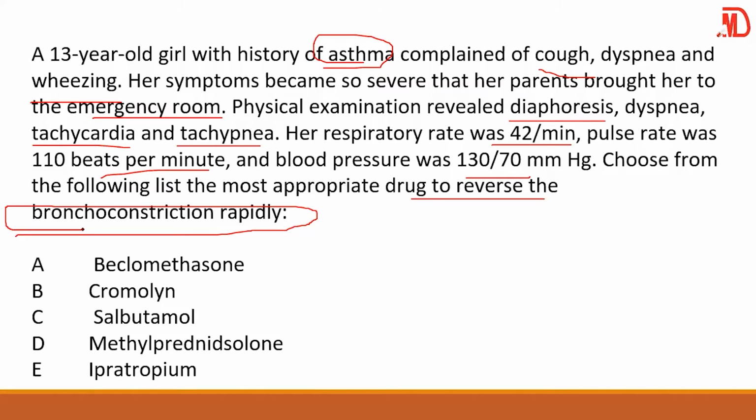But over here, we are looking at the emergency case. So you give what? Salbutamol. But for long-term prevention of asthma, you can use cromolyn. So over here, we are looking at salbutamol. So your answer should be B. Sorry, C. Salbutamol. All right.